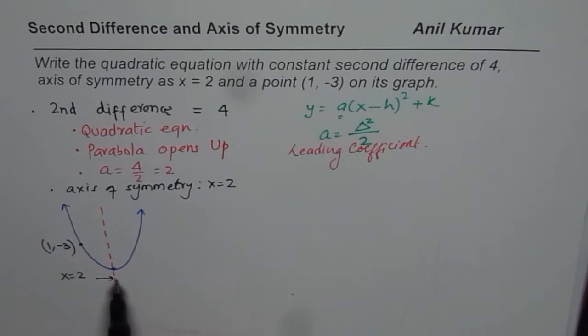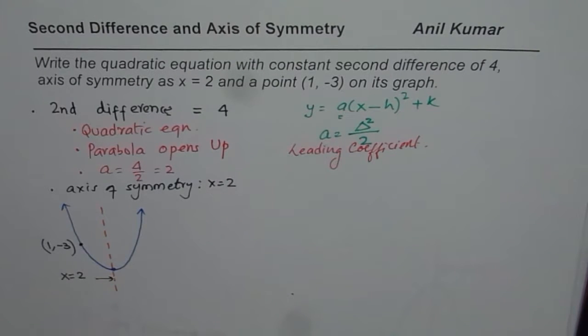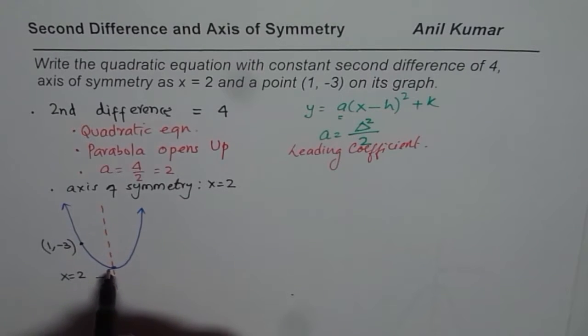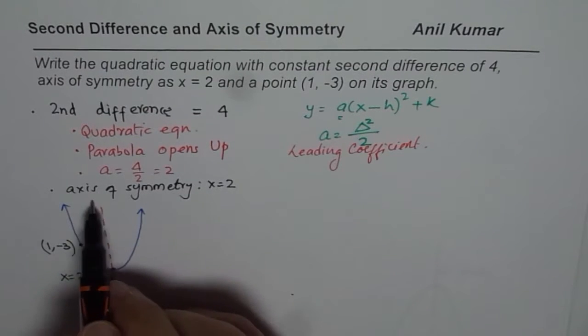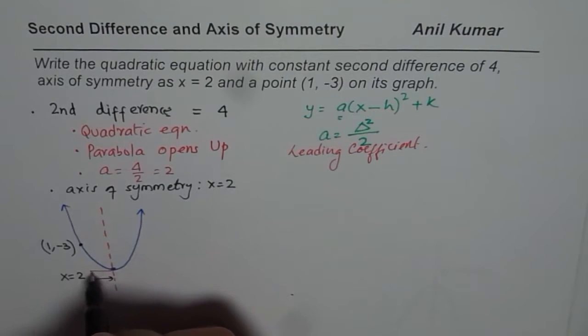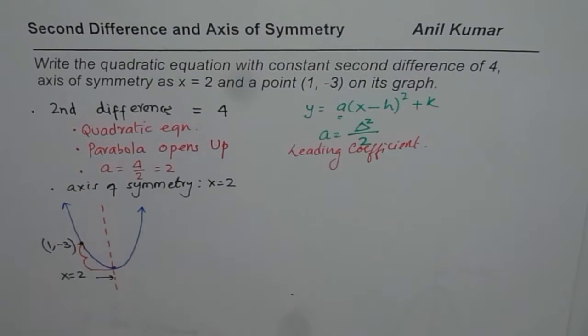Now from this information, we need to find the quadratic equation. I hope things are very clear to you now. So you can actually at this stage pause the video and find the solution. Let us see how to move forward. Since we know the point (1, -3), this point is 1 unit away, 1 to the left. And we know stretch factor is 2. That means if I have to go up from here to this point, I have to move 2 units up. That is what it means.